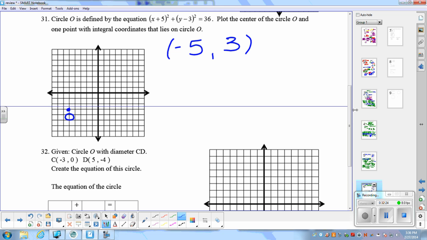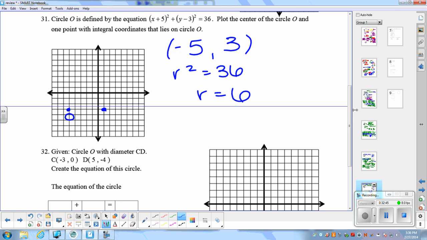Here's my center. I'm going to label that O because it says circle O. And then I know that r squared is 36, so my radius is 6. So then a couple points that are on my circle, I'm going to draw a couple. You only need 1. I could go over 6.